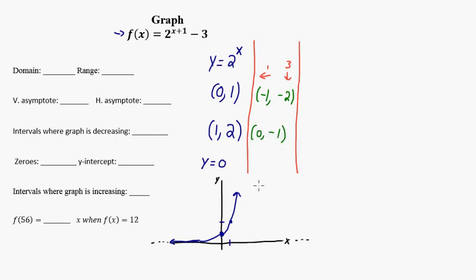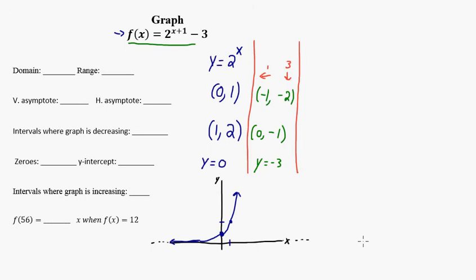Now let's think about this horizontal asymptote. If I move this graph to the left one, notice that doesn't affect the horizontal asymptote at all. But when I move it down 3, it takes the horizontal asymptote down 3 units to y equals -3. Okay, so I have enough information to finally graph this function using the parent equation and then the transformations to the parent equation. So let's look at that over here.